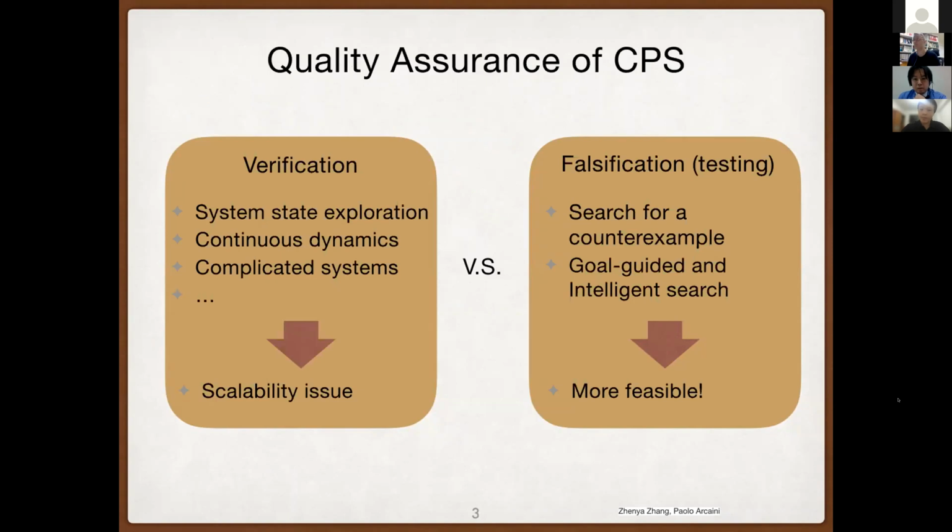Verification is based on system state exploration. However, due to the continuous dynamics of CPS and their system complexity, verification usually suffers from the scalability issue. In contrast, falsification searches for a counterexample that refutes the specification. It is goal-guided and usually employs intelligent search algorithms. Compared to verification, it is more feasible. Falsification has been widely adopted in industry and academia.